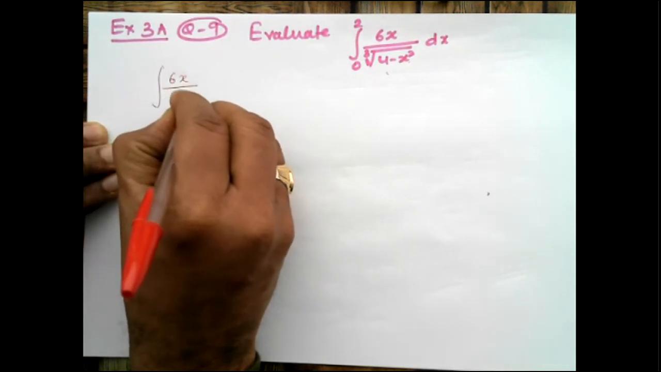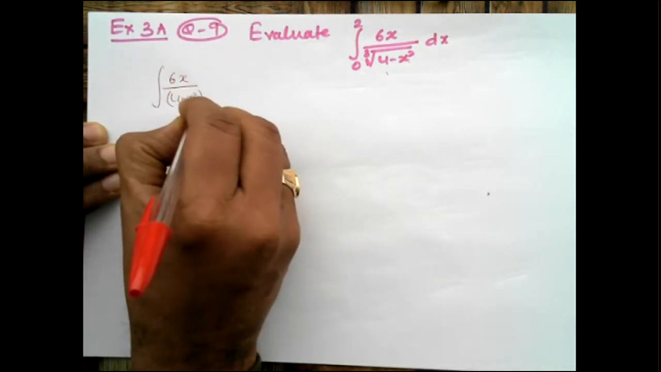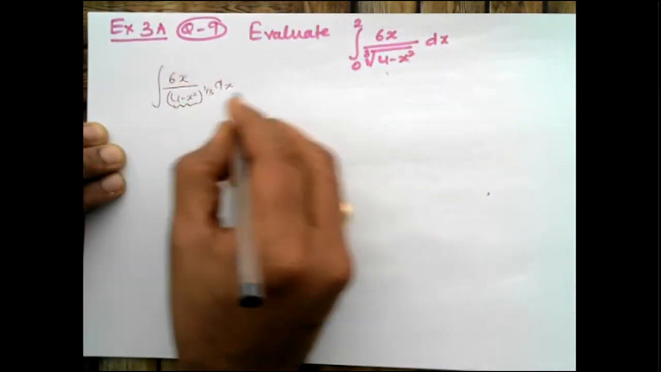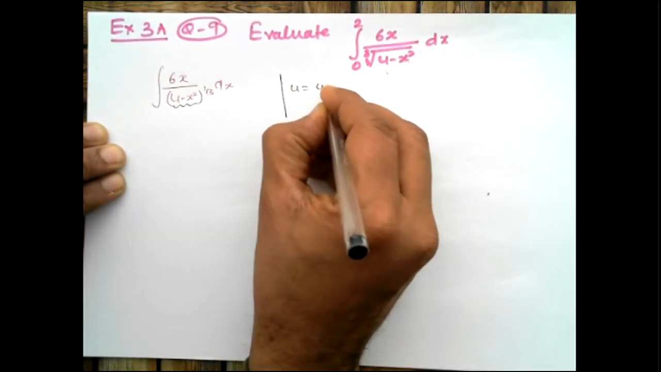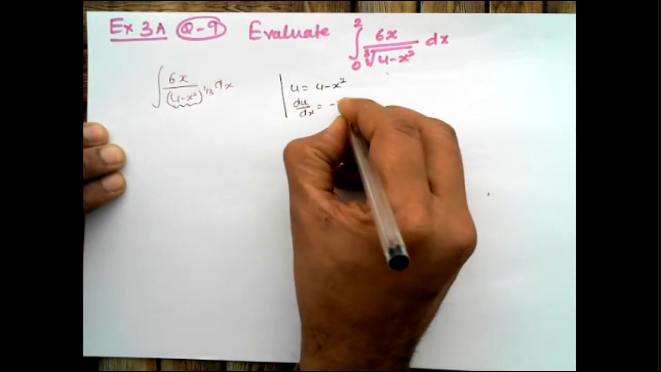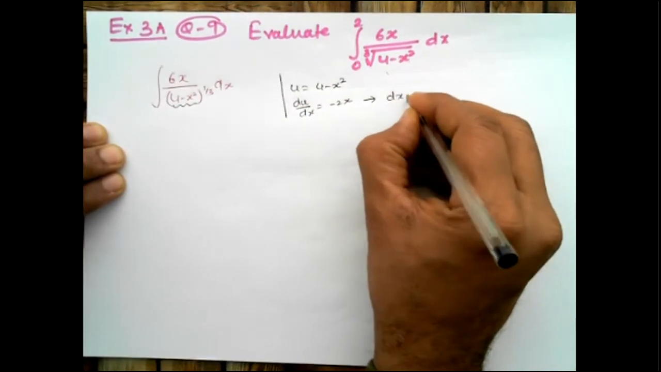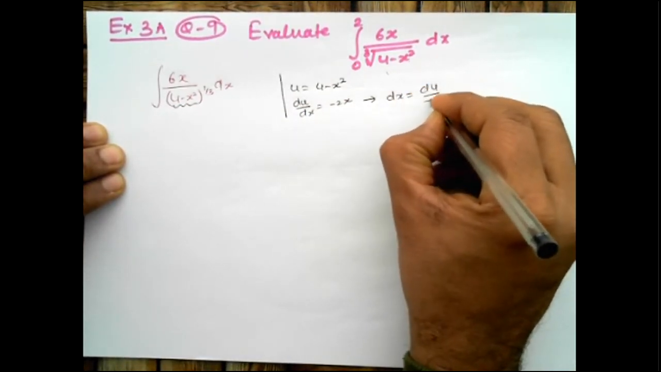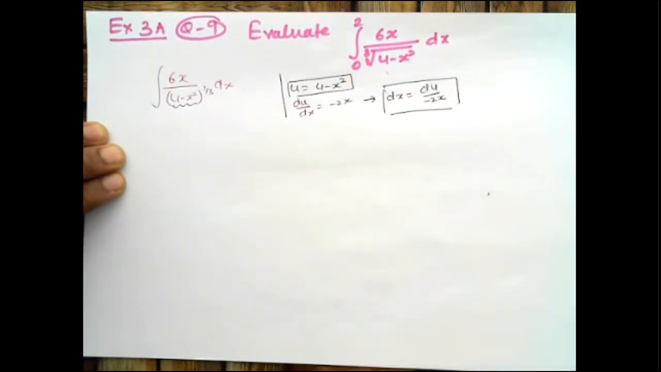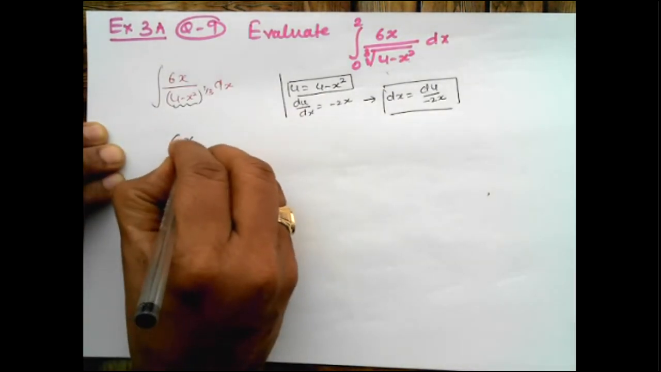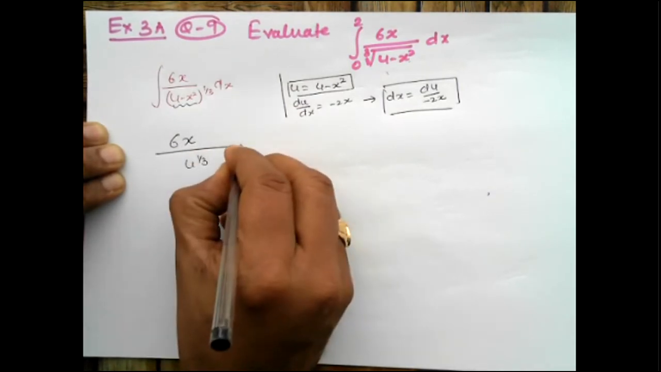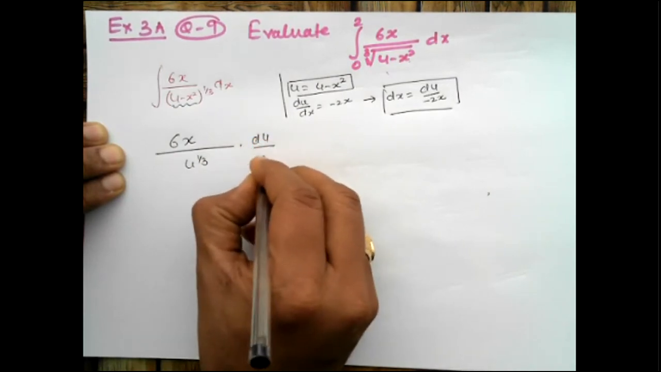This is 6x over (4 minus x squared) to the power 1/3. Okay, the cube root. All right, guys, this is the complex function. Let me just use the substitution u equals 4 minus x squared. So du over dx is equal to minus 2x. So rearranging, I get dx is equal to du over minus 2x. So substituting dx and the 4 minus x squared back into the question, 6x stays as it is, that becomes u to the power 1/3, and dx becomes du over minus 2x.